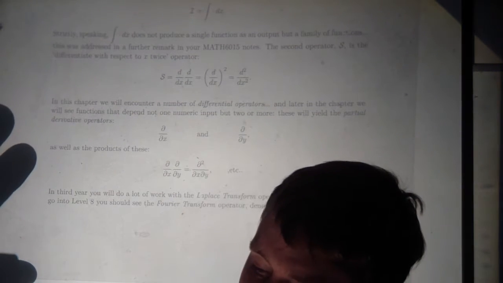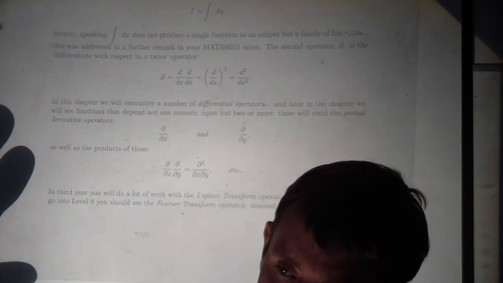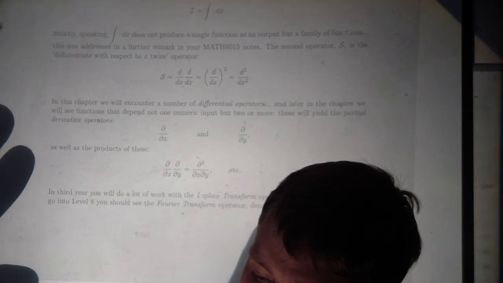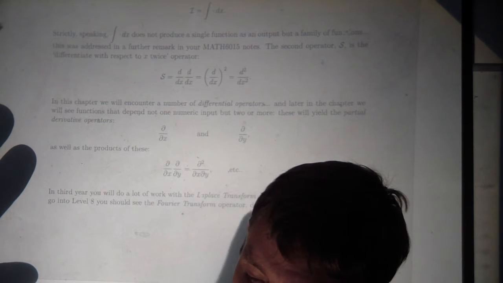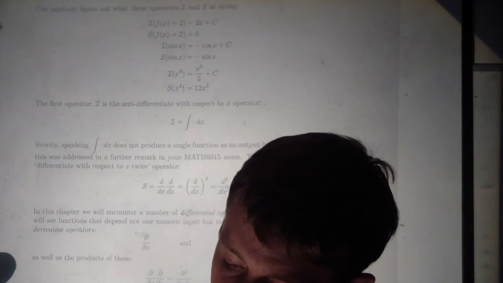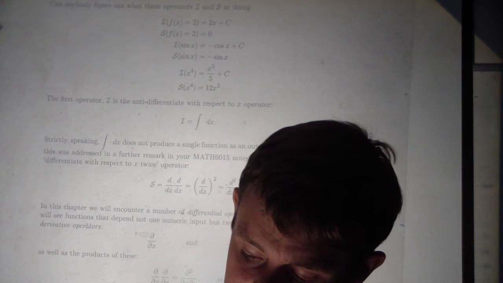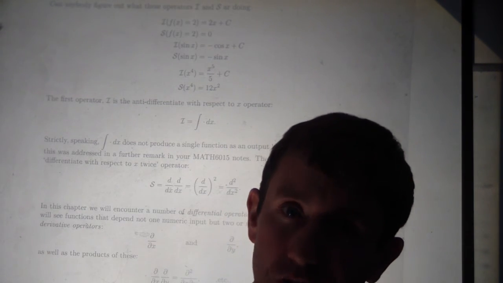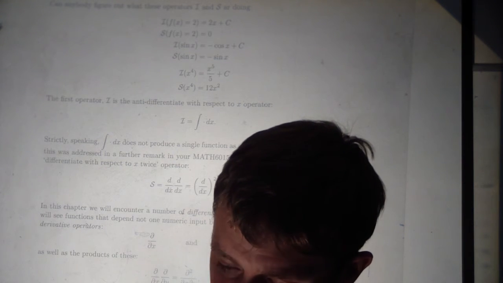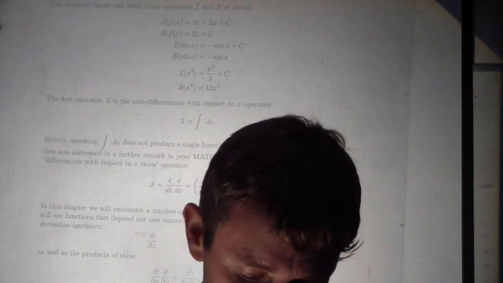You're going to get the Laplace transform, which is going to help you solve differential equations, and the Fourier transform, which I think is going to help you solve partial differential equations. So basically the story here is that these operators, such as differentiation and anti-differentiation, take in a function and spit out another function, and we'll have to be very precise. We can't just say differentiate, we have to say differentiate with respect to x or whatever the case may be.